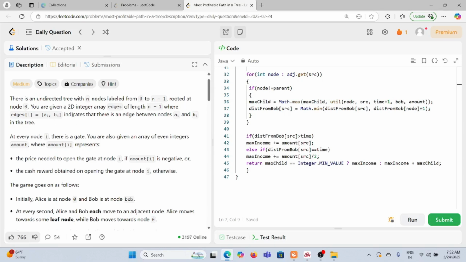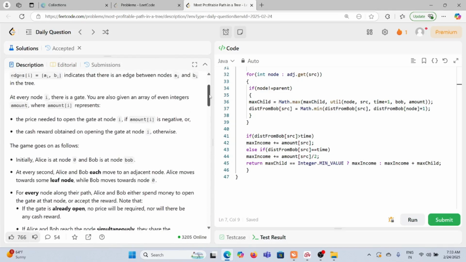You are given a 2D integer array edges of length n minus 1 where edges[i] equals [ai, bi], meaning from ai to bi we have an edge, as simple as that. At every node i there is a gate. You are given an array of even integers, amount, where amount[i] represents the price needed to open that gate. Okay, so there are certain conditions.